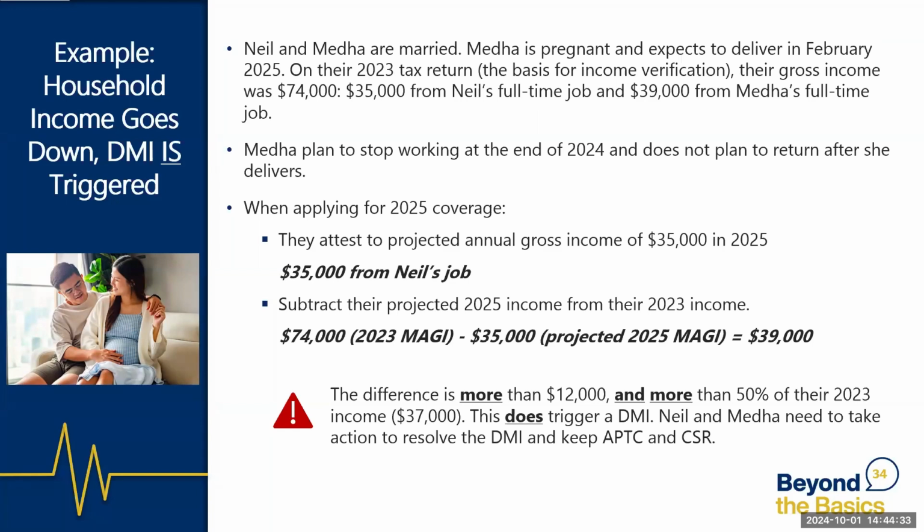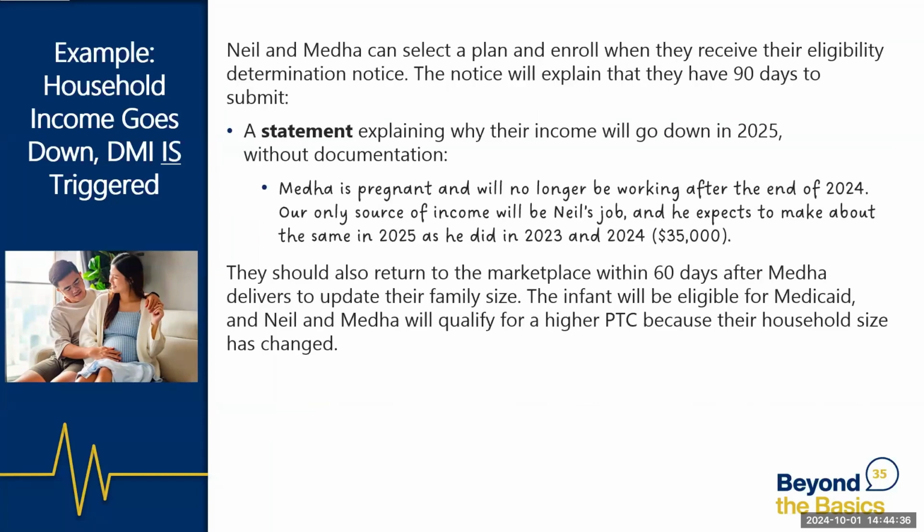So how can they resolve this DMI? Well, as I mentioned, they can submit a statement explaining their sources of income. They don't have to submit additional documentation in this case, since the change is due to the lack of an income source. Now, if they were instead documenting a decline in income, like fewer hours on the job, or a change in job, they could also upload copies of documentation to show that, such as pay stubs.